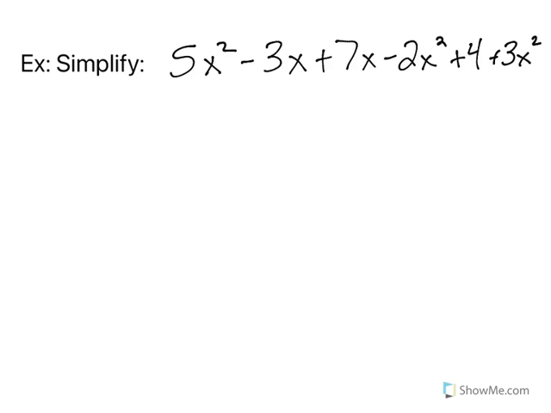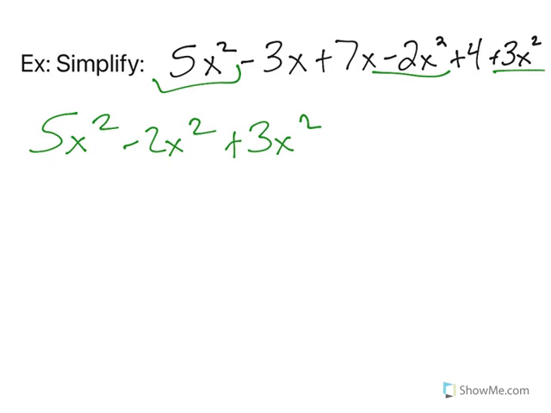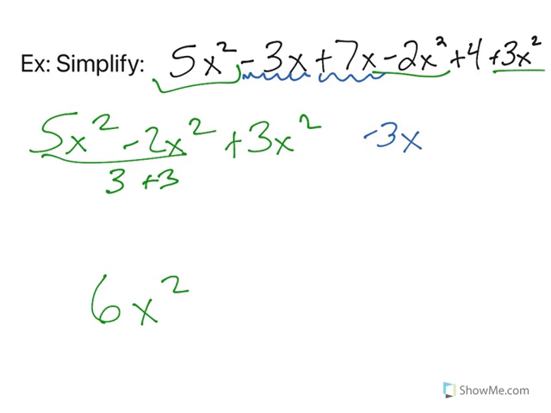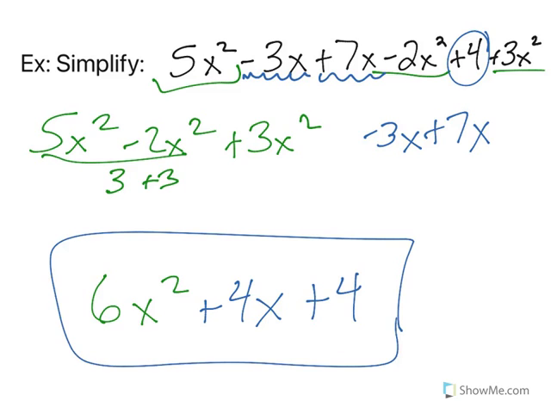Two more. Now we have 5x squared minus 3x plus 7x minus 2x squared plus 4 plus 3x squared. Let's look at all of the x squareds. 5x squared minus 2x squared plus 3x squared. 5 minus 2 is 3, plus 3 gives me 6x squared. Then we have minus 3x plus 7x. That's all the x's. Minus 3 plus 7 is a positive 4x. And once again, I just have a single constant.